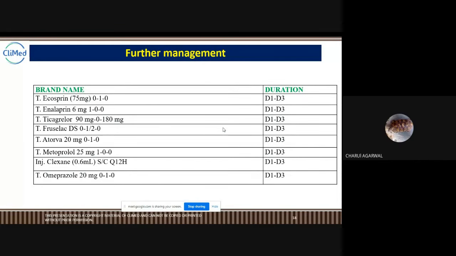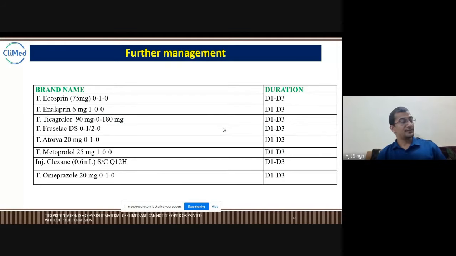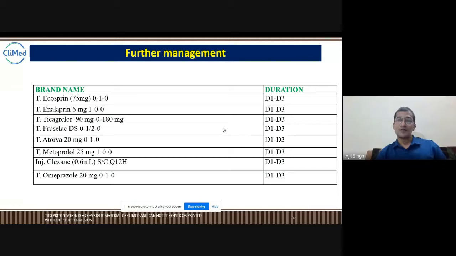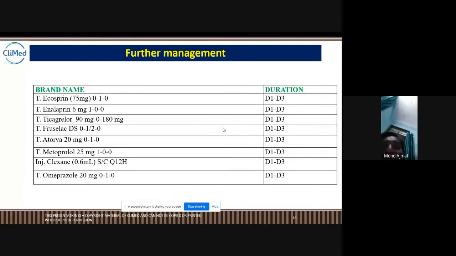Before this, I wanted to ask you something. Yes, please. As we talked about the loading dose, how do we decide whether we have to give all 4 drugs or only 2 or 3 of them? No, 3 are mandatory, definitely. Aspirin, and clopidogrel, or ticagrelor, or prasugrel.